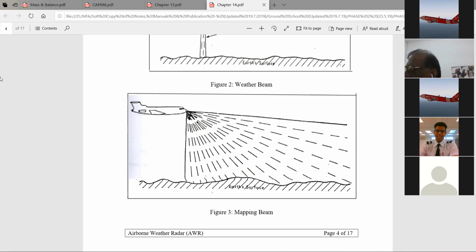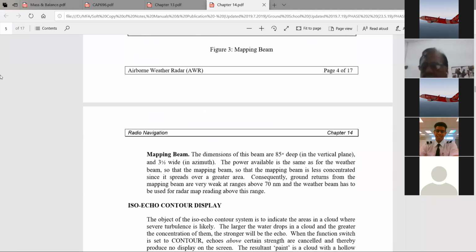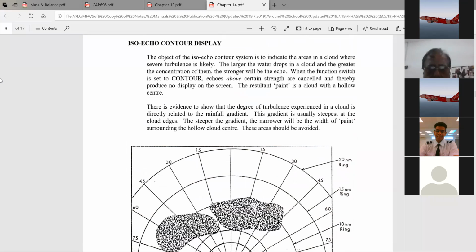Now, if you have no questions, we have another circuit added to the weather radar, which is called the ISO echo contour display. Can you move forward, please? You got the controls now? Yeah. This is the ISO echo contour display, valid up to a distance of 50 nautical miles only. It is especially applicable to black and white radars.